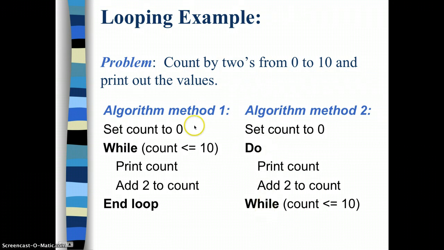So for example, if count was set to, let's say, 12 up here, it would never go into the loop for the first algorithm. But in the second case, if you set count to 12, it would go into the do loop and do these two statements, the print count and the add 2 to count, and then it would check that count is not less than or equal to 10, and then it would exit out.